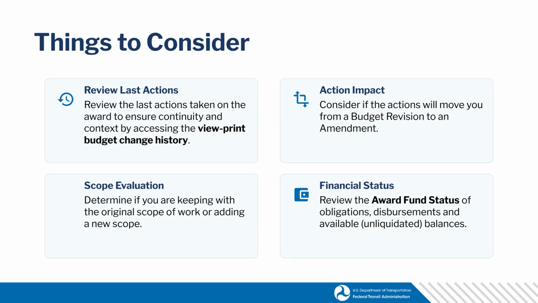In conclusion of the training, some things to consider prior and during the budget revision is to review the last actions taken on the award by selecting related actions and viewing the budget change history. Ask yourself, will these actions move you from a budget revision to an amendment? Determine if you are keeping with the original scope of work or adding a new scope. FTA review of a proposed budget revision meeting certain criteria may result in a recommendation to undertake a grant amendment. Your FTA regional office will make this determination during its review. Review the status of obligations, disbursements, and available, unliquidated balances.